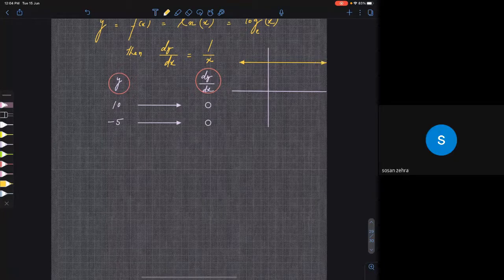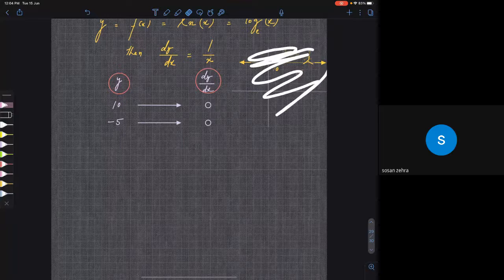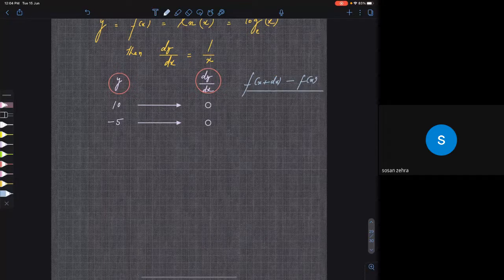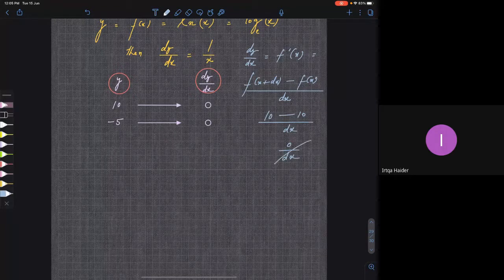Clear? So y equal to 10 will be like this. If you stand here, what will be the slope? 0. Or you can use the formula f of x plus dx minus f of x by dx. So this is f dash of x, or dy by dx. Now, what is f of x plus dx? It is 10, because y is always 10, minus 10, by dx. So it is 0 by dx. That means it is 0. You are getting my point? No matter how you look at it, you will get the same answer.